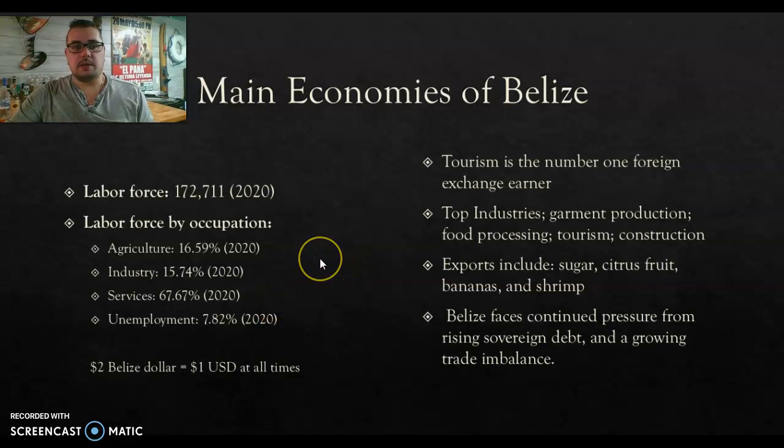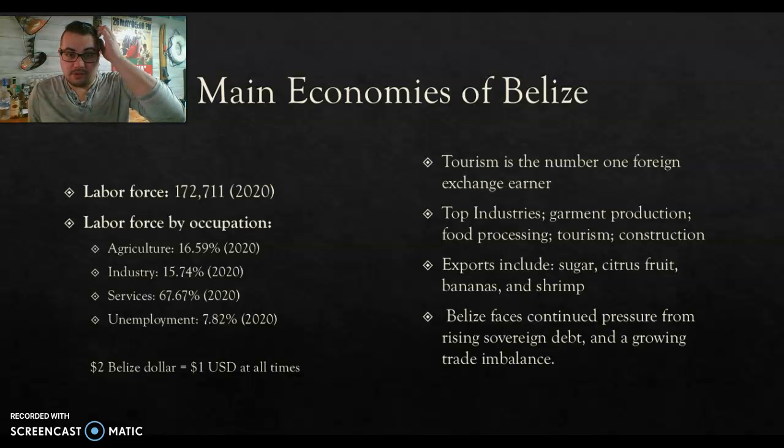The main economy in Belize is tourism. Other economies are garment production and food processing. Biggest food exports are sugar and bananas, followed by other fruits and then some seafood as well. The biggest challenge Belize faces is a trade deficit. They have more imports than they do exports, and then they also have rising debt.